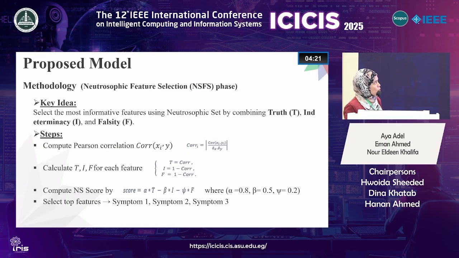The idea of neutrosophic set feature selection: select the most informative features using a neutrosophic set by combining T, I and F, computing Pearson correlations between each feature and each class. Then, according to these equations, we use the correlation to compute truth, indeterminacy and falsity. Then we use a hyperparameter to highlight the truth and ignore the falsity.